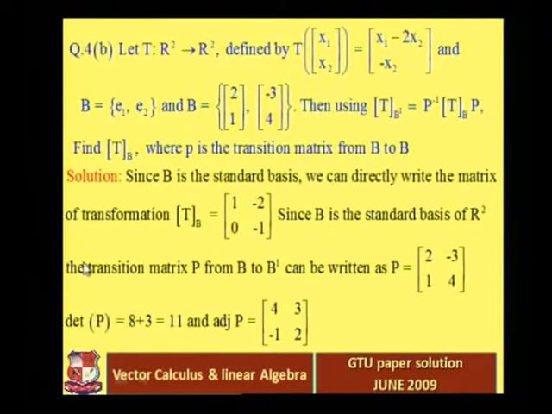Next question, question 4b. Let T from R2 to R2 be defined in this manner: T of (x1, x2) is equal to (x1 minus 2 x2, minus x2), and B is equal to E1, E2 and B dash is equal to (2, 1), (minus 3, 4). Then using transformation T, the standard matrix of T with respect to the basis B dash is equal to P inverse times the standard matrix of T with respect to the basis B times P. Find the standard matrix of T with respect to the basis B, where P is the transition matrix from B dash to B.